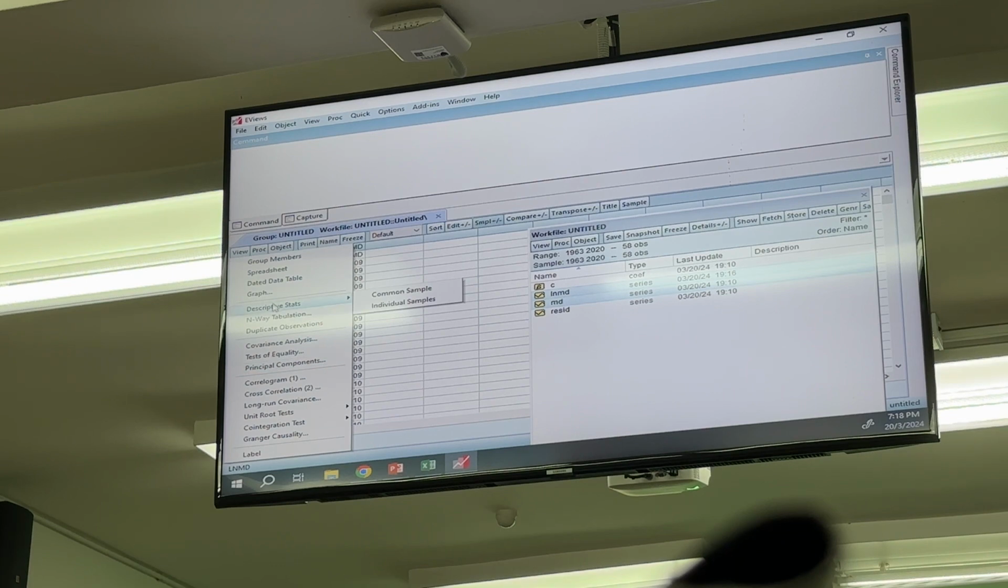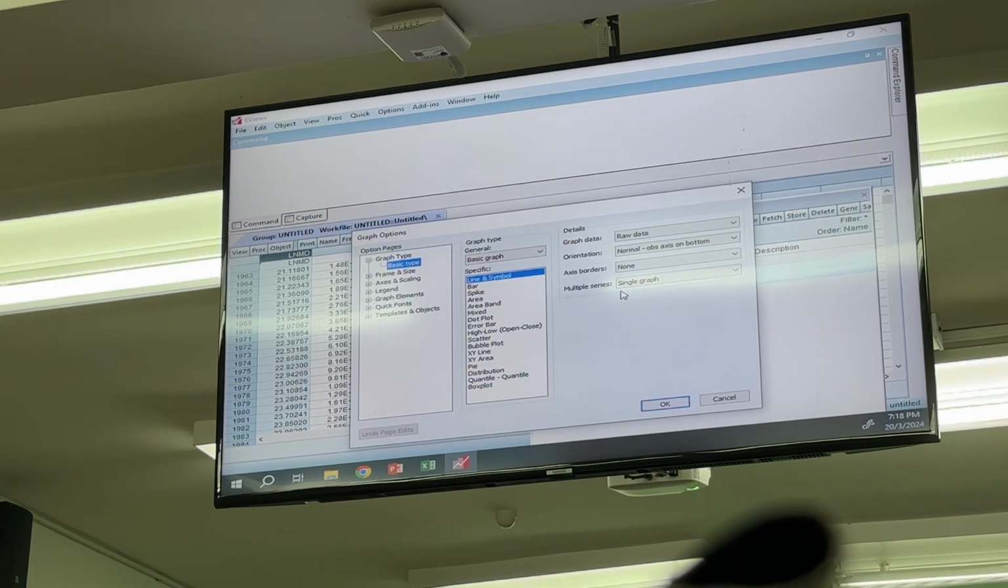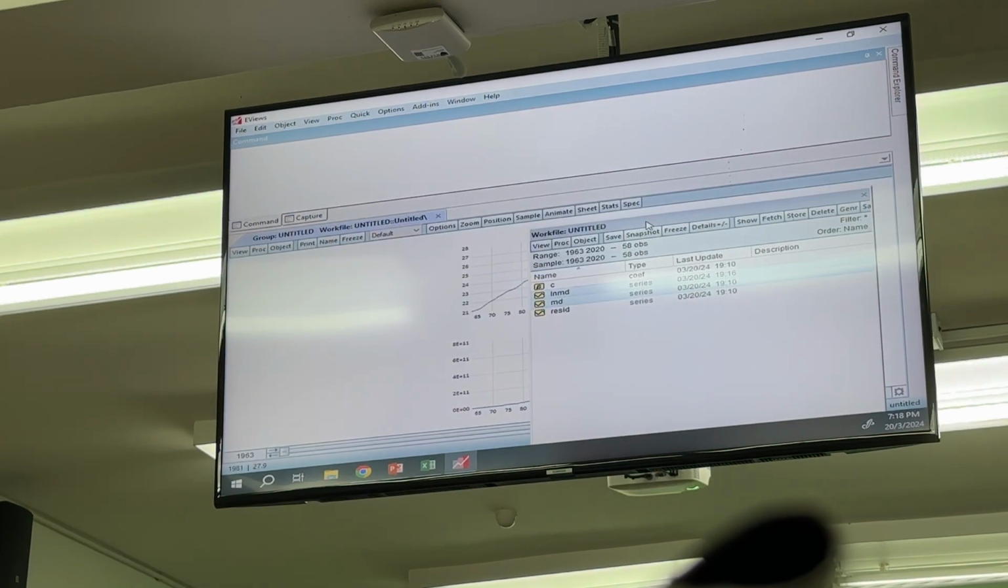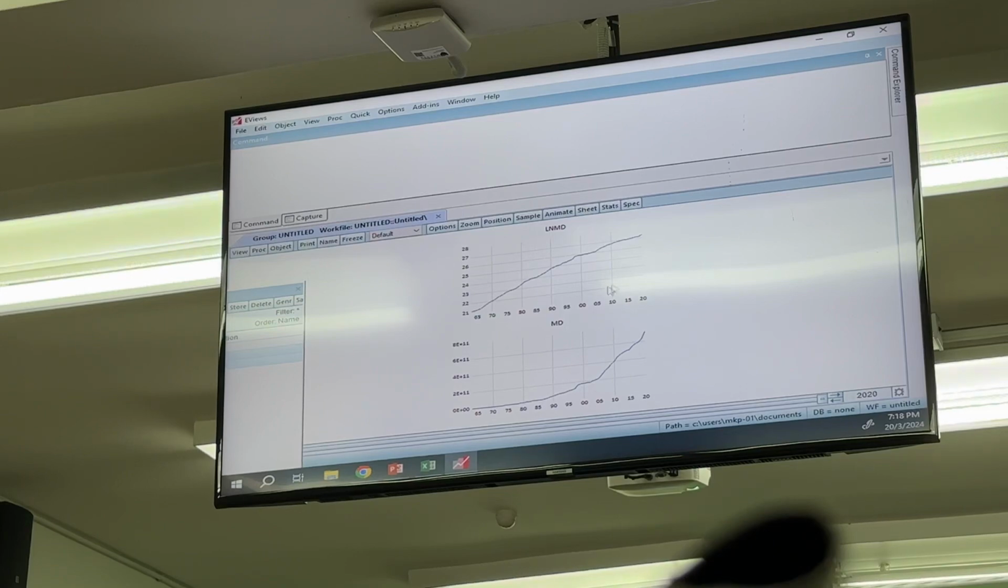So if I want to build the graph, maybe you want to go for the multiple graph first, you can click OK. So what will come up? Multiple graph. This is the original series MD, and this one is in the natural logarithm, in the log form. Both of them are trending upward, but the fluctuation is a little bit the same, a little bit fluctuated around 2000.